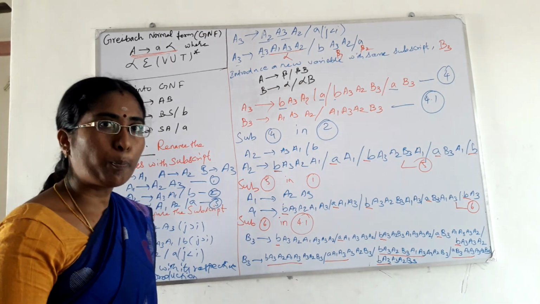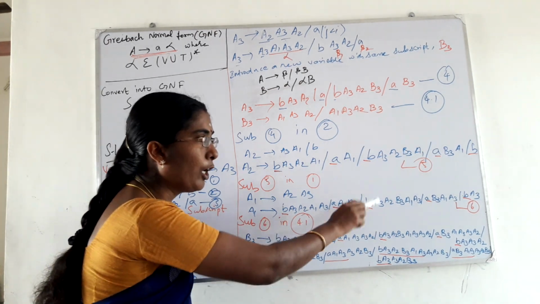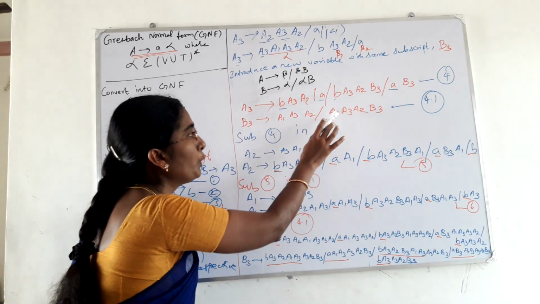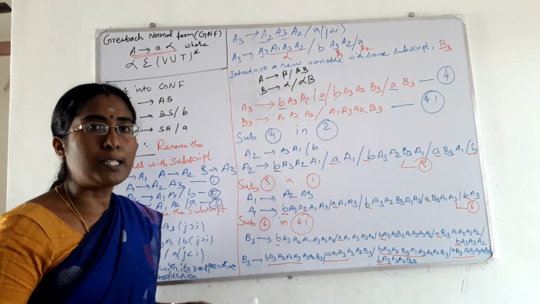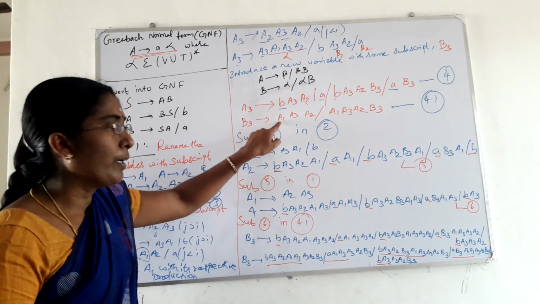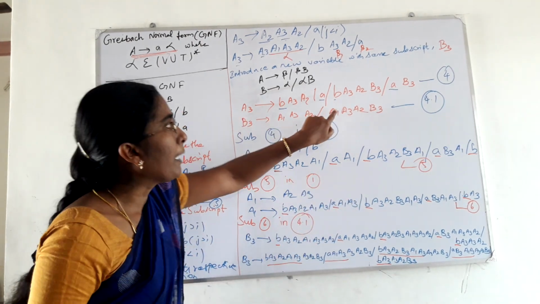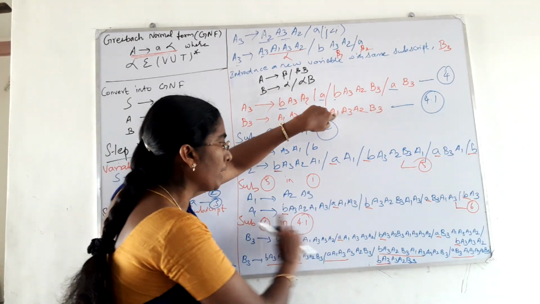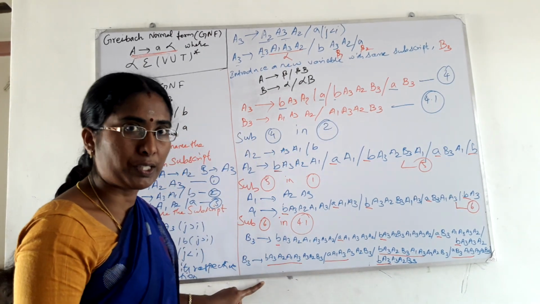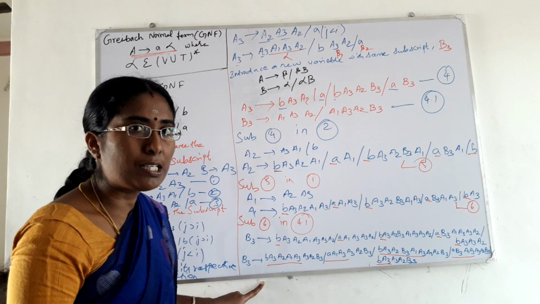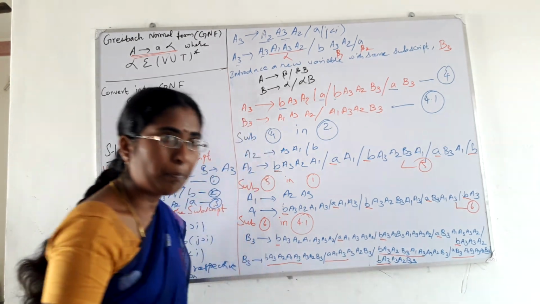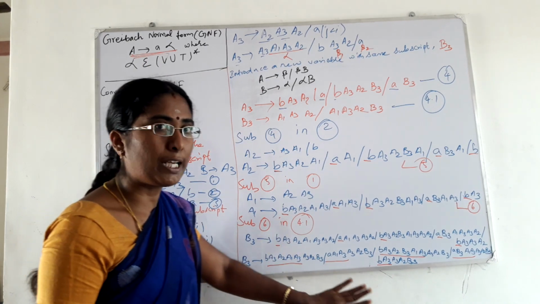In 6 we are having 5 productions, right? In B3 we are having 2 productions. Both the productions are starting with the variable A1. So replace this A1 by these 5 productions and replace this A1 again by using these 5 productions. So for B3 we are having 10 productions. All the 10 productions are starting with the terminal symbol, that is, all the 10 productions are in GNF form.